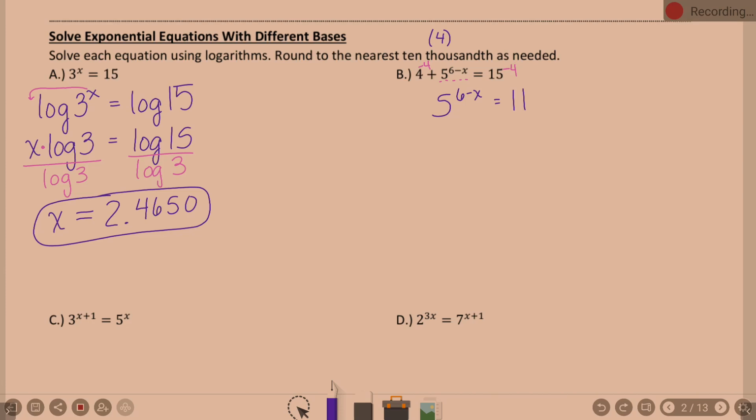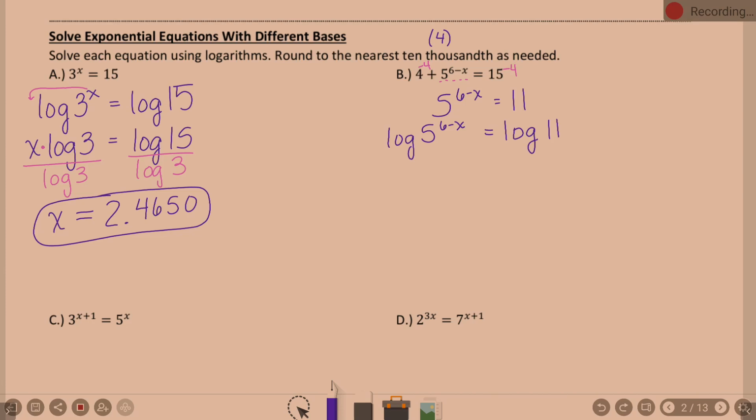I'm always going to try and get you guys to pause and think, can 5 and 11 be rewritten in the same base? No, 5 and 11 are both prime. That's just 1 times 5, 1 times 11. They don't have other factors, so nope, we're stuck. So what am I going to say then? Take the log of both sides, right? Which is just me writing the word log in front of each side. So log of 5 to the 6 minus x equals log of 11.